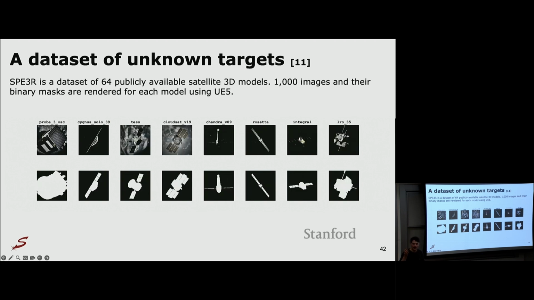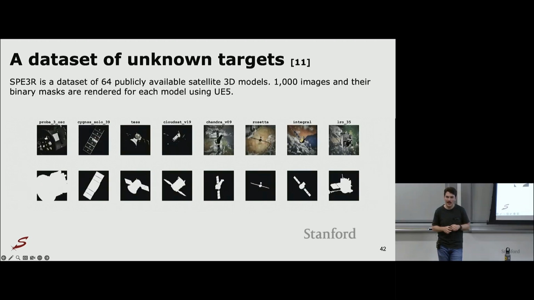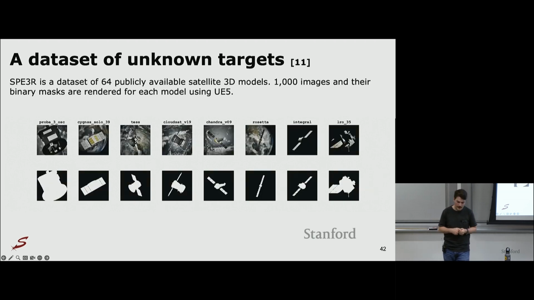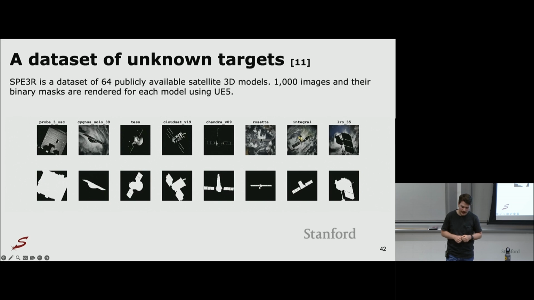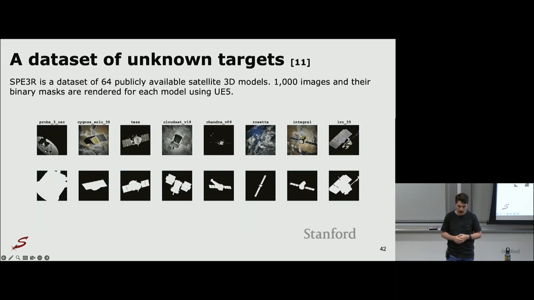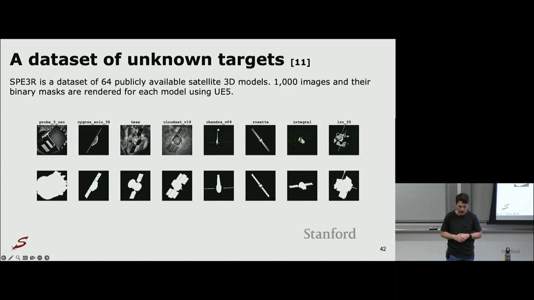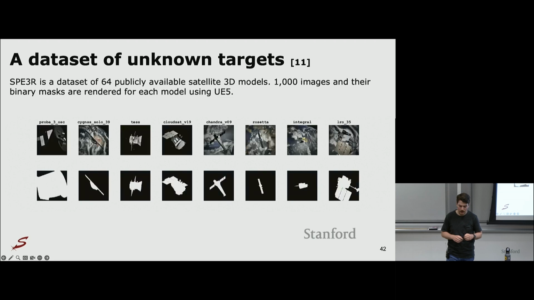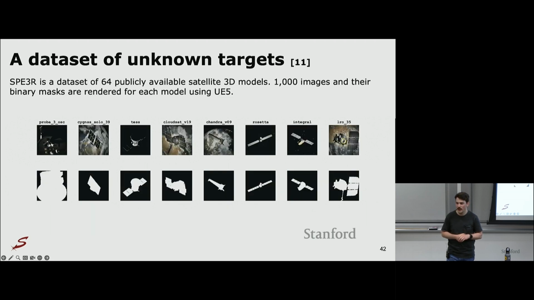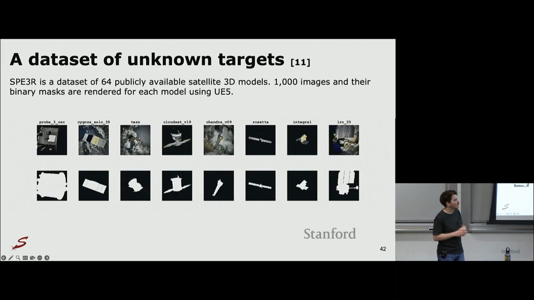As Sid very well mentioned, the data that I was talking about before was of a single satellite. So now we need to deal with multiple satellites. With this paper, a data set was released called SPEAR. It includes 64 satellites, so not just the one, of available satellite 3D models from, I think, NASA and ESA. It renders 1,000 images and their masks for each model using Unreal Engine 5, so about 64,000 images. And here you're seeing some examples of those satellites.